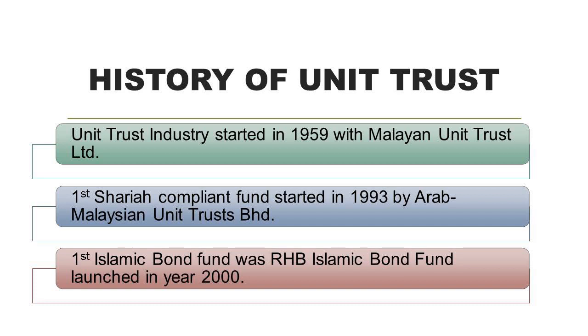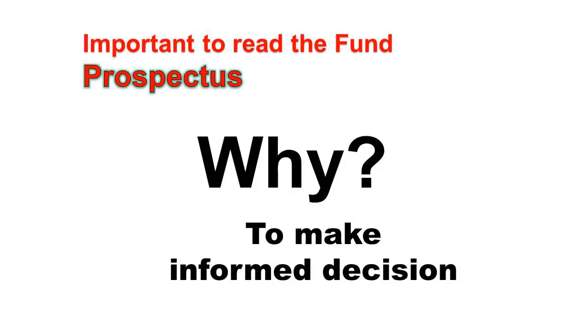by Arab Malaysian Unit Trust Berhad, and the first bond fund by the RHB Islamic Board in year 2000. The master prospectus is where they compile all different funds together. Every time they launch a fund, a new fund, a new tabung, they will have to come out with one document to tell what the tabung is all about: what the tabung will invest in, what kind of funds, what kind of companies, the strategy, investment objective, everything.